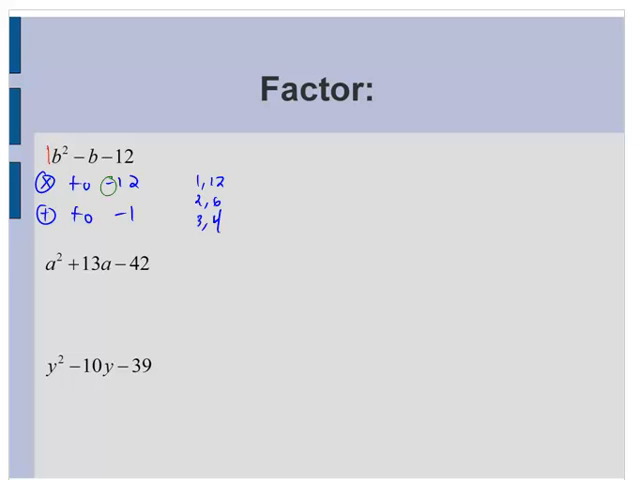1 and 12 have a difference of 11. 2 and 6, a difference of 4. 3 and 4 have a difference of 1. That's the pair that I want. Now getting the sign right, I need a negative 1. So I'll need a positive 3 and a negative 4, and those sum to negative 1. So I would write this in factored form as b plus 3 times b minus 4.